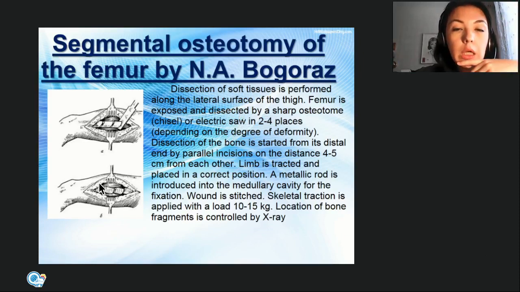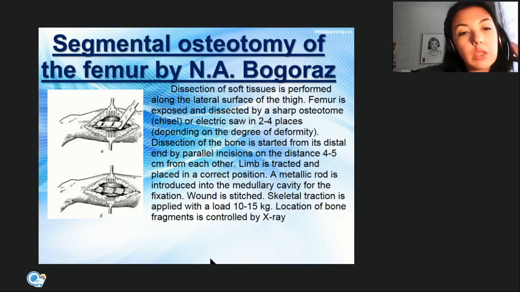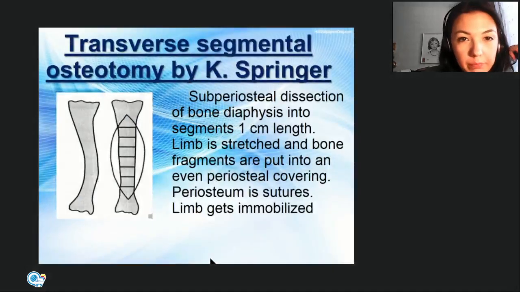degree of deformity. And then dissection of the bone starts from its distal end by parallel incisions at a distance of 4-5 centimeters from each other. The limb is extracted and placed in a correct position. And then a metallic rod, here you can see it, is introduced into the medullary cavity for the fixation. And then the wound is stitched and skeletal traction is applied with a load of 10 to 50 kilos. The location of bone fragments is controlled by X-ray.